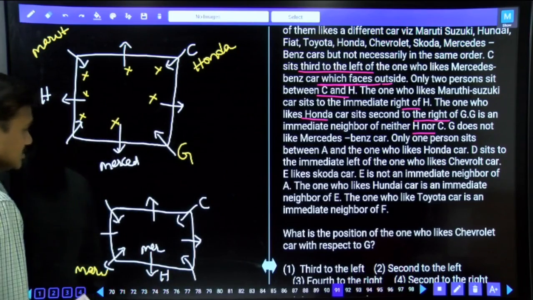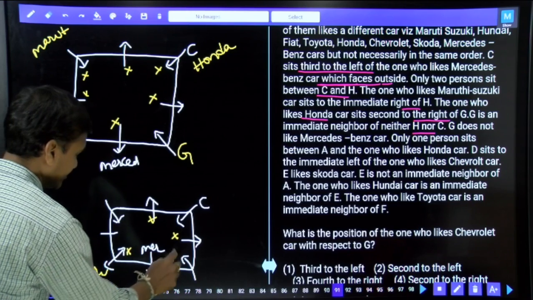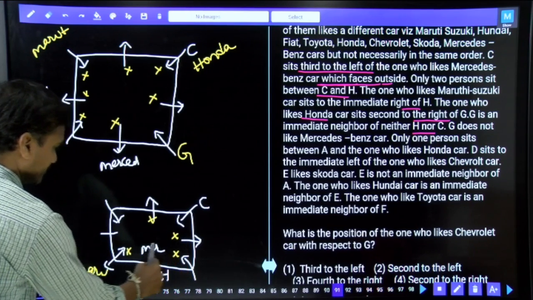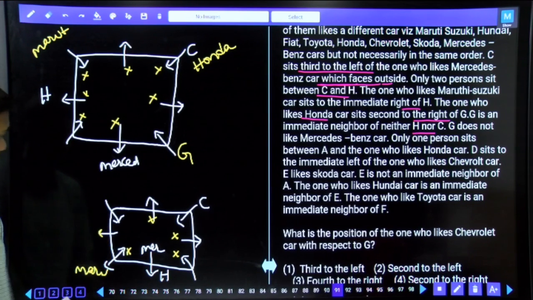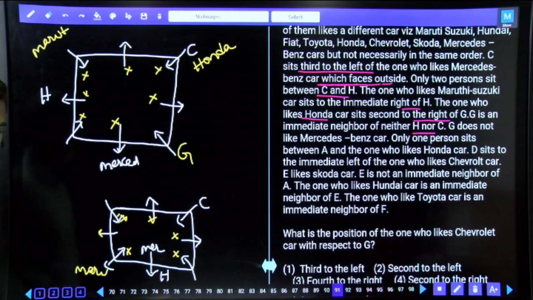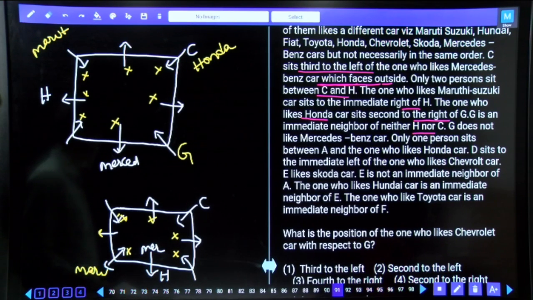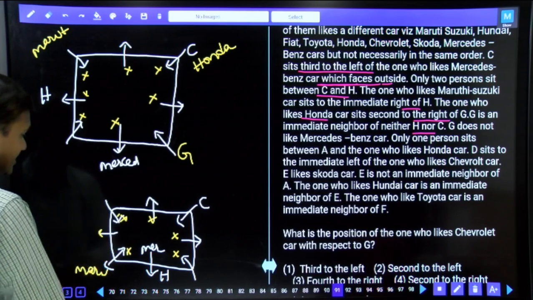Again coming back to this one. Now G is neither an immediate neighbor of C nor H. G cannot be at any one of these 1, 2, 3, 4, 5, 6, and G must be in these two places. Now in these two, G cannot be here as well, because if G is here, Honda and Maruti must be in the same place, which is not possible. Hence G cannot be at this place.